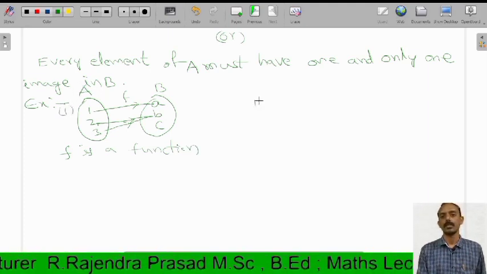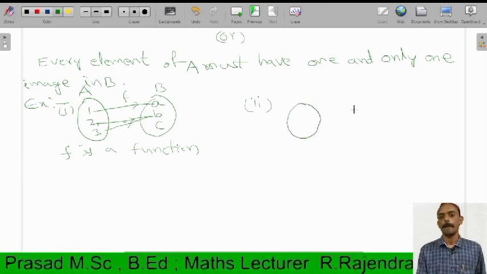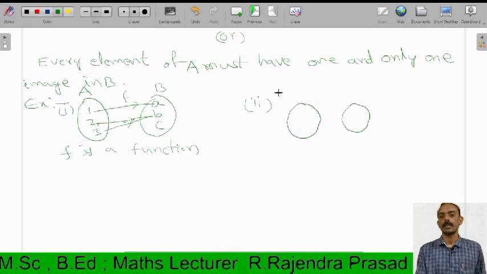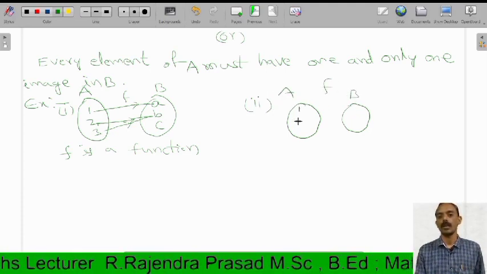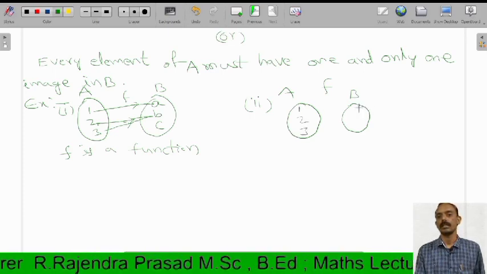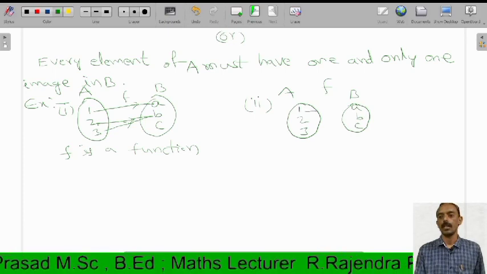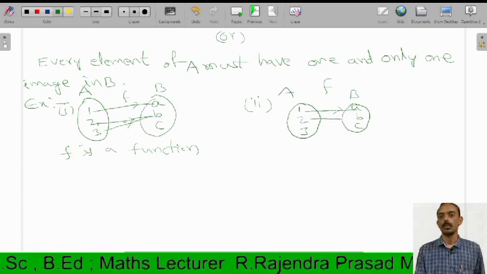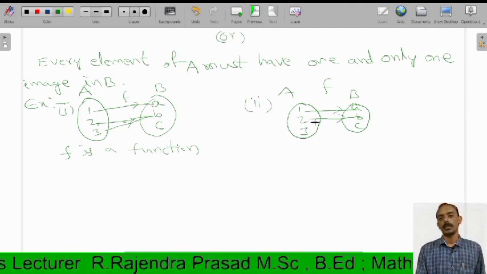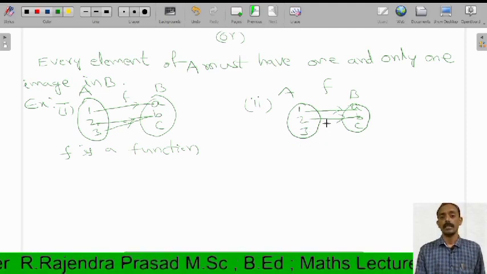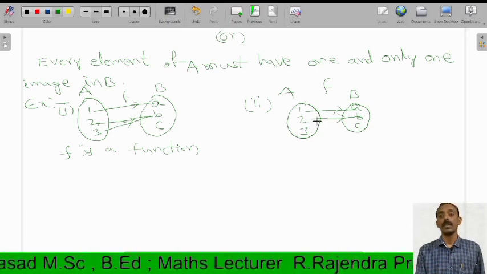Next, the second one. A with 1, 2, 3 and B with a, b, c. Image of 1 is a, and image of 2 is b. Is f: A to B a function or not? Every element in A must have one and only one image in B.